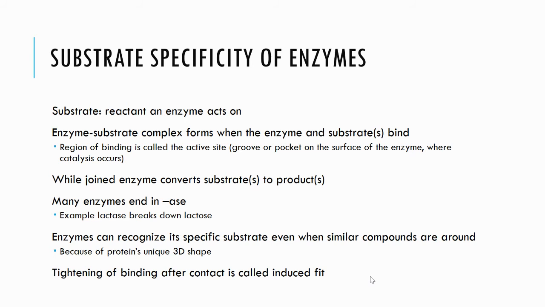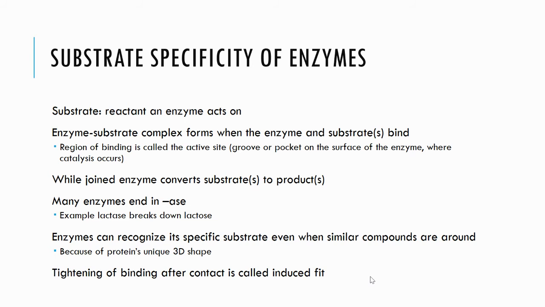The substrate is the reactant or thing that the enzyme acts on. The substrate will bind to the enzyme to form the enzyme-substrate complex. The region of binding where the substrate and enzyme actually touch is called the active site, and it will be a groove or pocket on the surface of the enzyme where catalysis occurs. While the enzyme-substrate complexes form, the enzyme converts the substrate or substrates to the product or products.